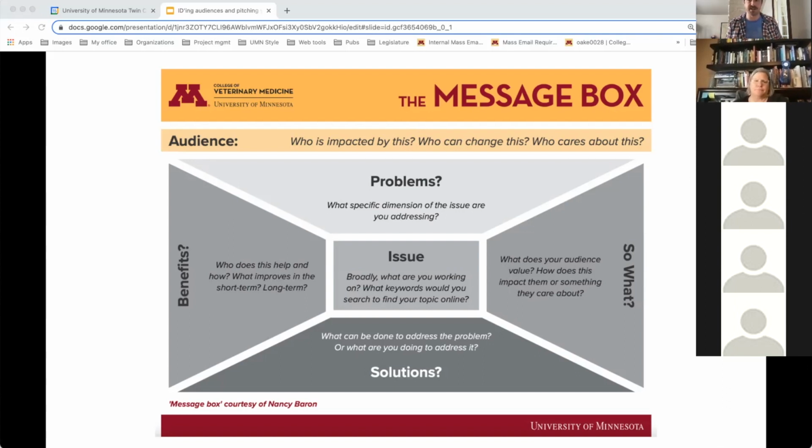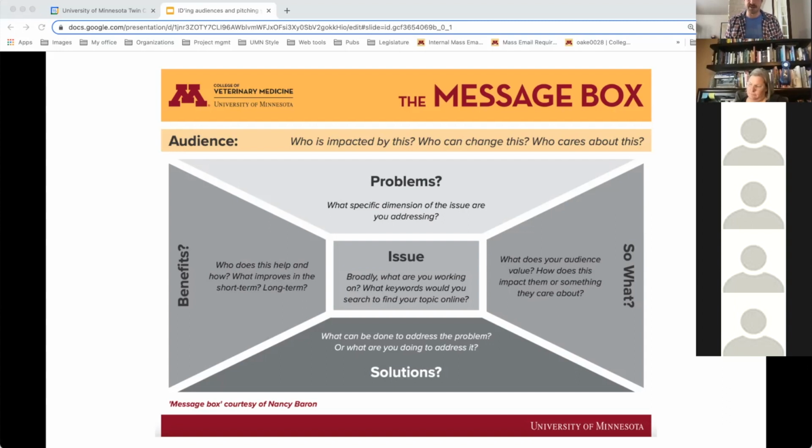The solution section talks about the options that you've identified to solve the problem. There may be many possible solutions, but they might not all be relevant for the particular audience that you're speaking to. So you have to ask yourself that question. When considering what solutions you want to include in your message box, think about whether your audience can do anything about them. If it's a solution that the audience can do something about, it's probably smart to include it.